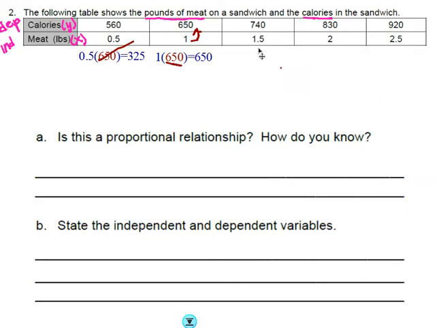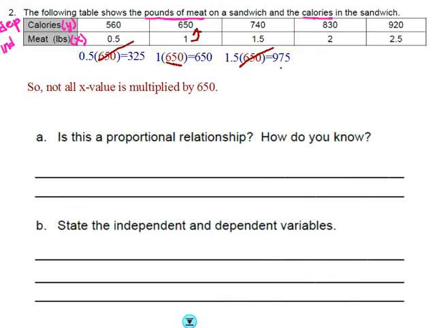I actually checked with the other one as well, and I multiplied 1.5 this time by 650 to see if that gives me 740. I put it in the calculator and I got 975. That's not equal to 740. So again, you cannot multiply by 650. It does not work. Meaning not everything is being multiplied by the same number, 650. And since not every x value is being multiplied by 650, this is not proportional.